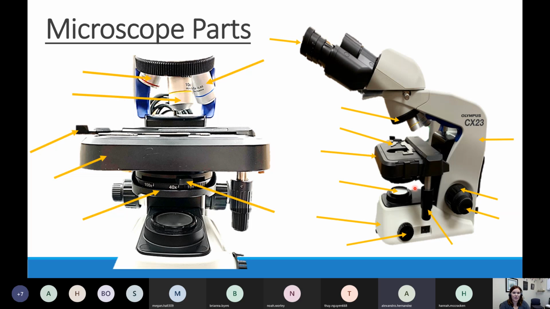And I know a couple of us mentioned objectives as well. So remember, the objectives are the ones that have the colored stripes on them. They're up a little bit higher on our revolving nose piece. So good review of a lot of different things that we looked at. Absolutely.